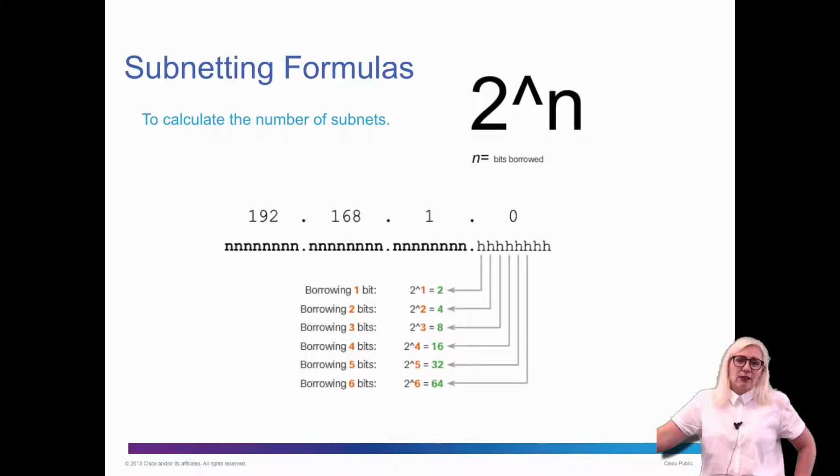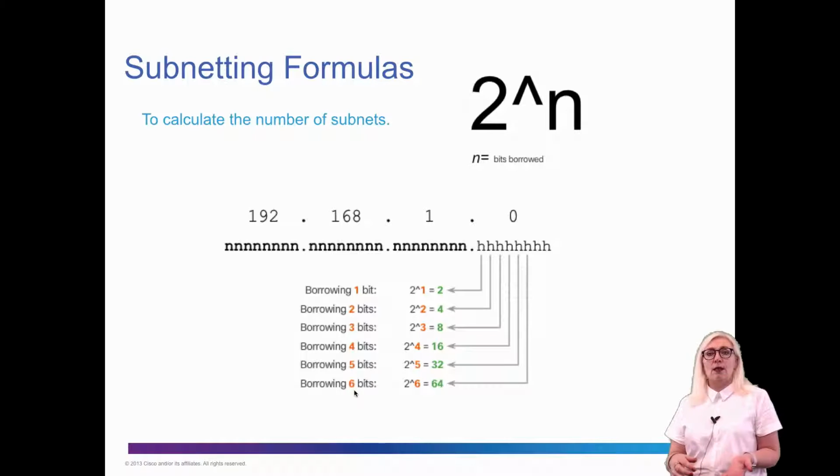When I calculate, as I said, I borrow a bit from the host portion to the network portion. And depending on how many bits, that is how I decide how many networks I will get. Because the formula is like this, 2 to the power of n, where n is the bits borrowed. So borrow 1 bit gives me 2 networks, borrow 2 bits gives me 4, because 2 to the power of 2 is 4. 3 bits gives me 8 new networks, 2 to the power of 3 is 8, 2 to the power of 4 is 16 when I borrow 4 bits, 5 bits I get 32 new networks, and 64 new networks when I borrow 6 bits, for instance.